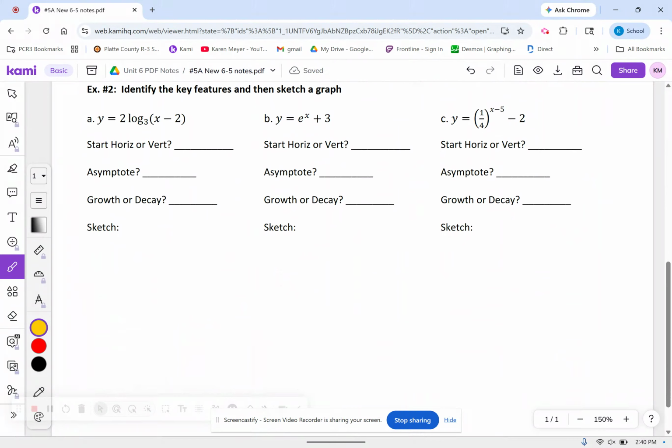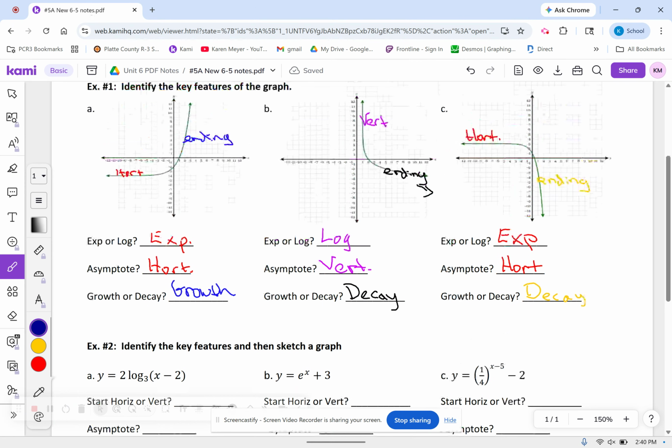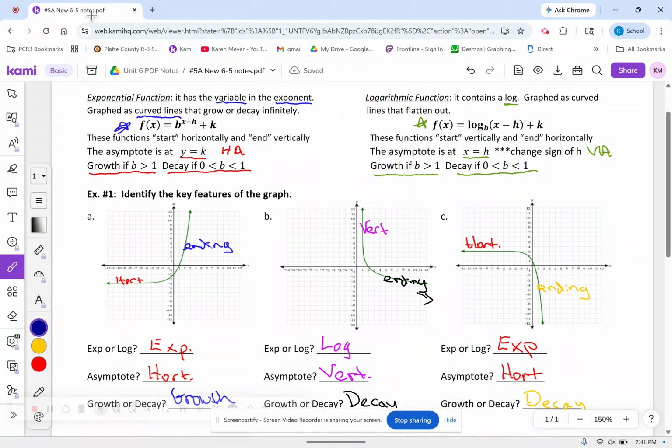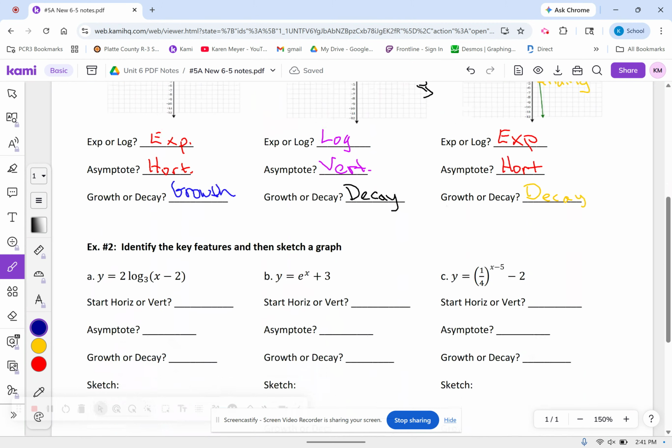Okay, next examples. This time we don't have a picture to look at. We're going to have an equation. If this equation has a log in it, then we know log questions. If you look back up here, it says log questions are going to start out going vertically. So I'm going to put vertical.